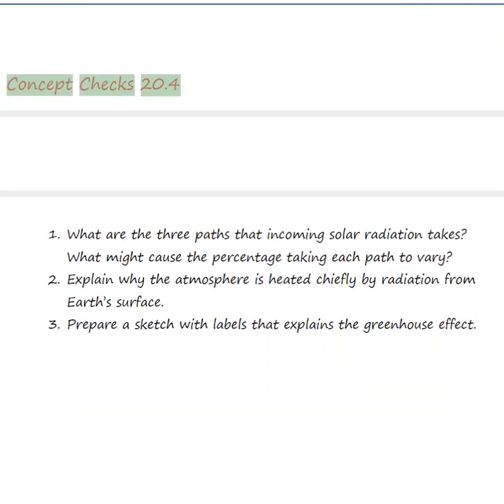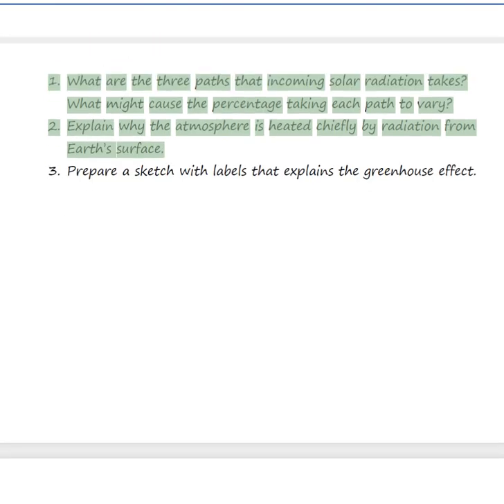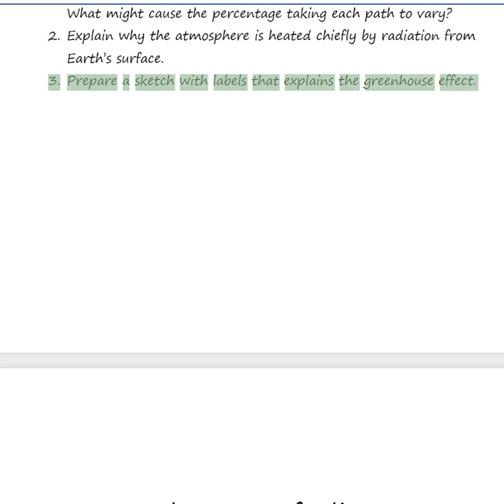Concept checks 20.4. 1. What are the three paths that incoming solar radiation takes? What might cause the percentage taking each path to vary? 2. Explain why the atmosphere is heated chiefly by radiation from Earth's surface. 3. Prepare a sketch with labels that explains the greenhouse effect.